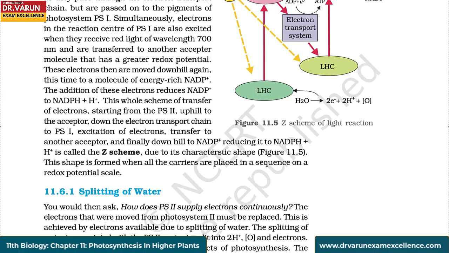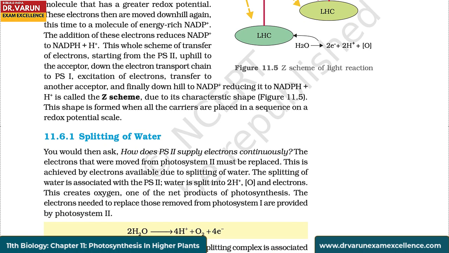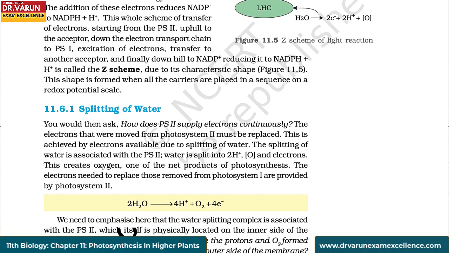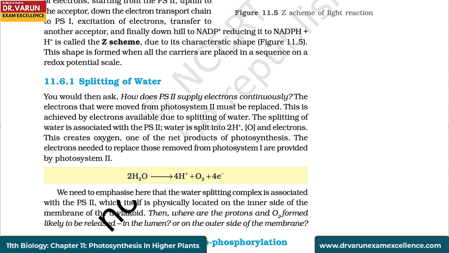This whole scheme of transfer of electrons, starting from the PS2 uphill to the acceptor, down the electron transport chain to PS1, excitation of electrons, transfer to another acceptor, and finally downhill to NADP+, reducing it to NADPH plus H+, is called the Z scheme due to its characteristic shape. This shape is formed when all the carriers are placed in a sequence on a redox potential.